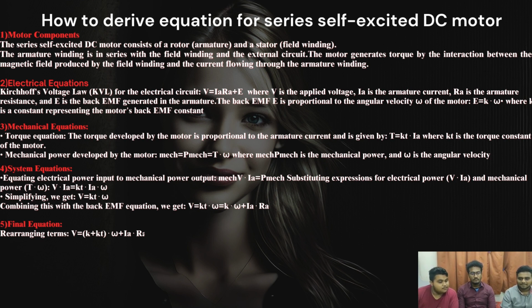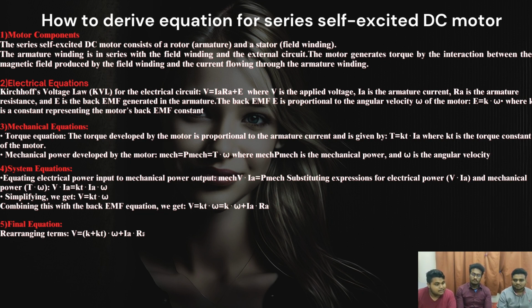So second is electrical equations. Kirchhoff voltage law, which is KVL, for the electrical circuit: V is equal to IA RA plus E, where V is the applied voltage, IA is the armature current, RA is the armature resistance, and E is the back EMF generated in the armature.